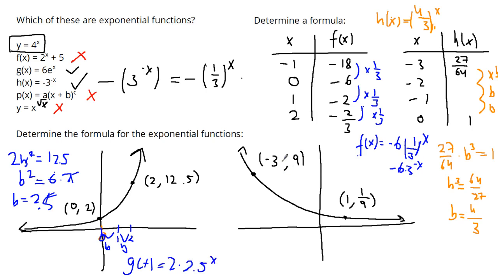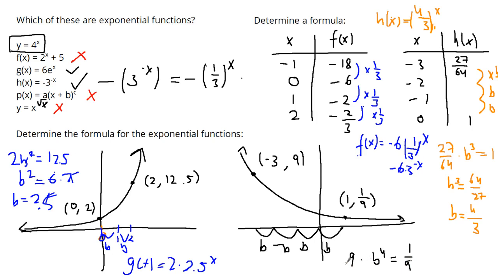For this one, we don't have the initial value, but we can do the exact same thing. We have minus 3, 9, and 1, 1/9. So we have minus 3 to 1. We have to multiply by something 4 times, b, b, b, b. We have 9 multiplied by b to the 4th gives you 1/9.